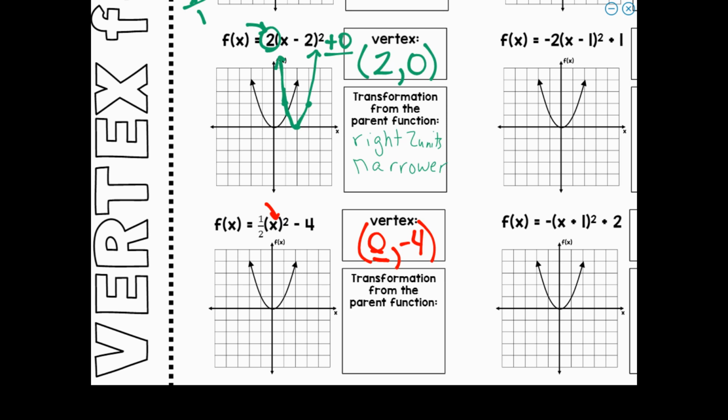Okay, so we know my new vertex is down here at 0, -4. What does the A tell me in front? This 1/2. So it's going to go up 1 and 2 over, then I'm going to reflect it the other way. Correct. From that vertex point. So like I said, those 3 points right there show you if it gets wider or skinnier. Okay, so this one gets super wide actually.